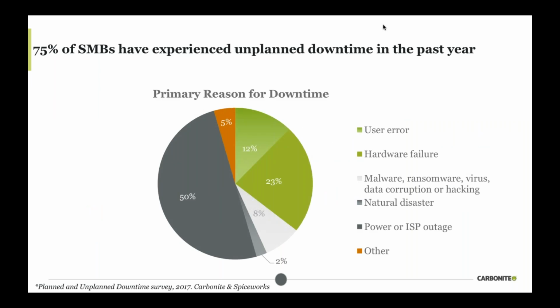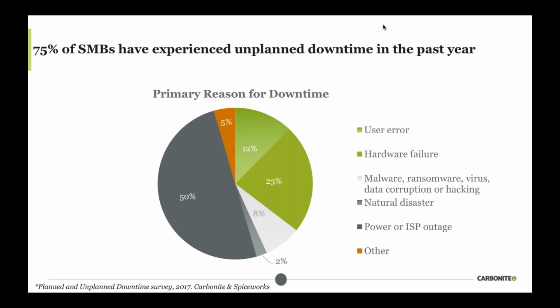We recently did a survey together with Spiceworks. So this was specifically for small and medium businesses. And we asked them about both planned and unplanned downtime. Of the folks that we spoke to, 75% said that they had experienced unplanned downtime in the past year. And really half of them said that the primary reason for downtime was either power or internet outage. And then the next big ticket item after that, nearly a quarter, said it was a hardware issue.